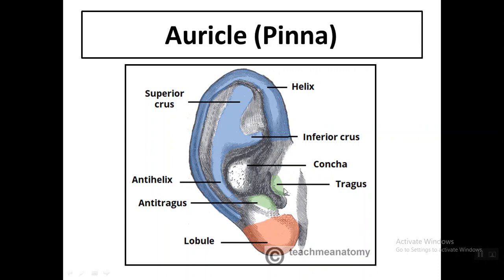Immediately anterior to the external acoustic meatus there is an elevation of cartilage that is called the tragus. Opposite to the tragus, another elevation of cartilage is called the antitragus. In between these two elevations of cartilage, the notch is called the intertragic notch. So these are the parts of the auricle.